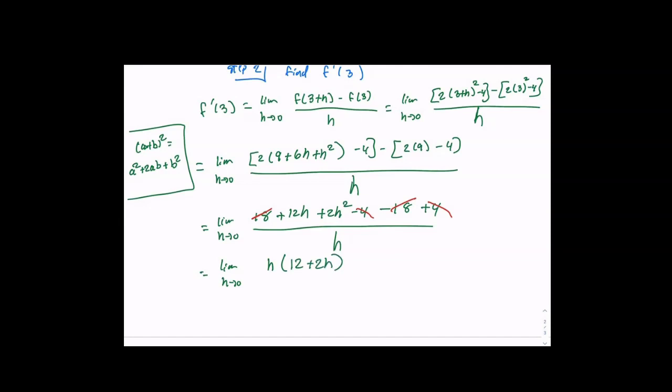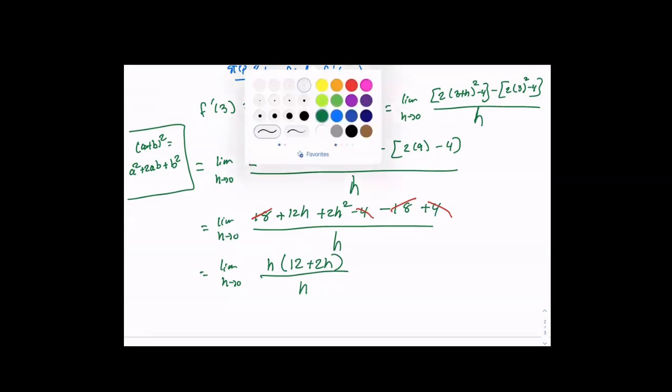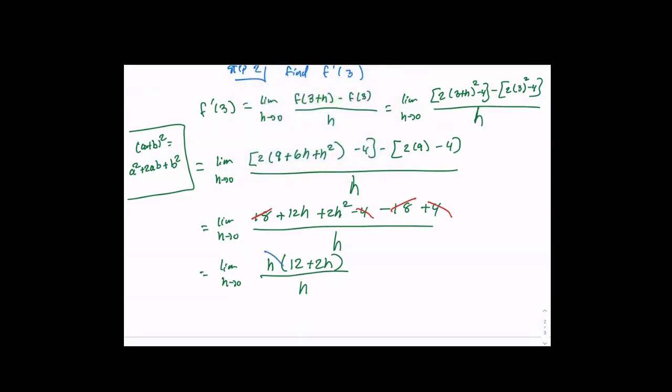Are we okay with that, in terms of all we were left with was 12h plus 2h squared? Are you okay with seeing that h times 12 plus 2h, all over h? Is that the answer? Not yet. So the h's cancel each other out.